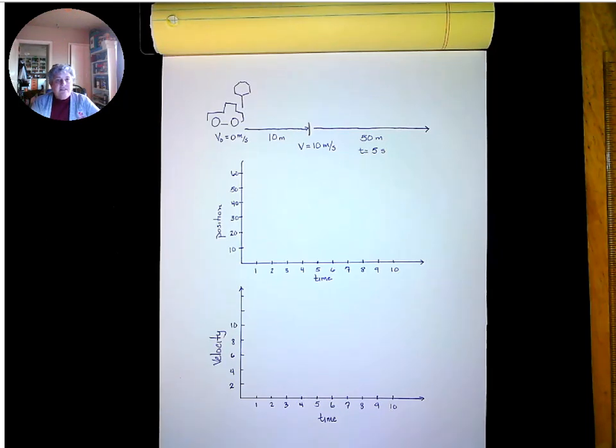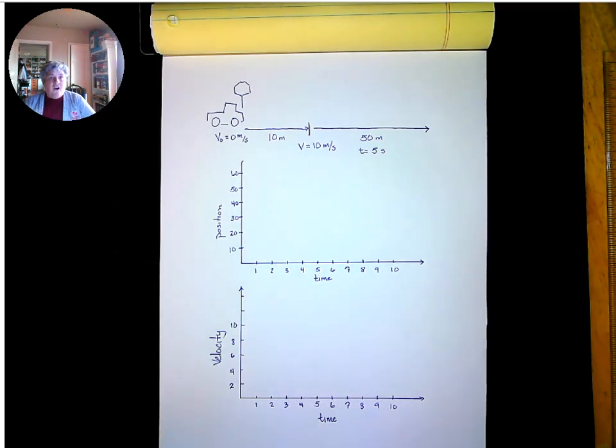I had some questions about instantaneous velocity, how to do some acceleration problems, and a variety of other help. So I'm hoping that this one problem will help clarify some of those questions that I got on the weekly survey. So let's start with a problem here.